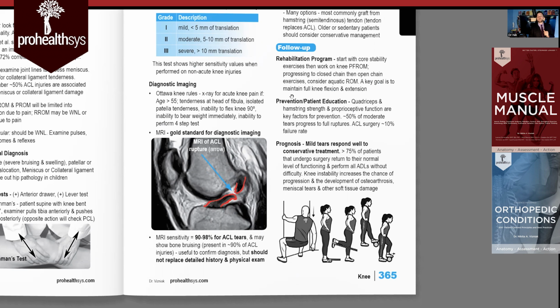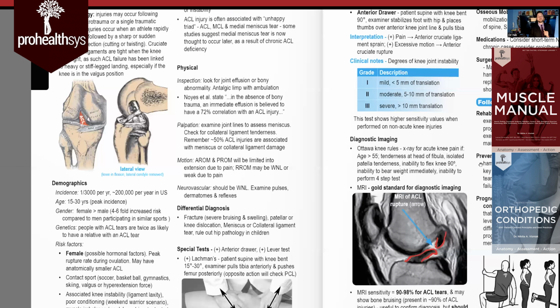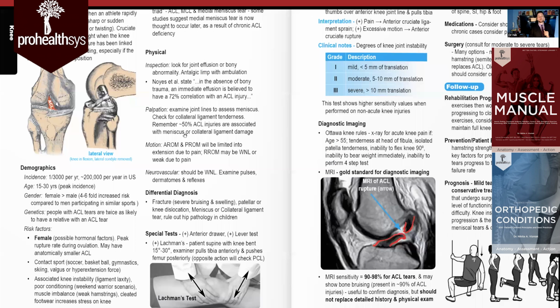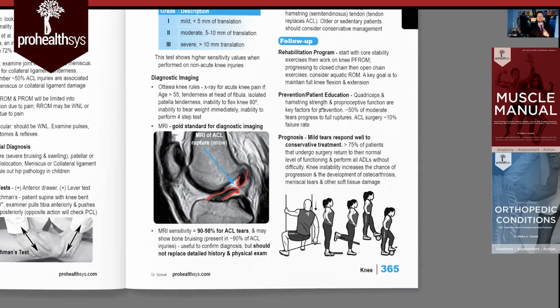Prevention: quadriceps and hamstring strength. Back to this image right here. Your hamstrings support directly the action of the ACL. So you want to have good hamstring strength. What else? Proprioception function are key for prevention. Absolutely. Balance, wobble board, light return to activity. Definitely, 50% of moderate tears progress to full ruptures. How does that happen? Going back too hard, too fast, too soon.